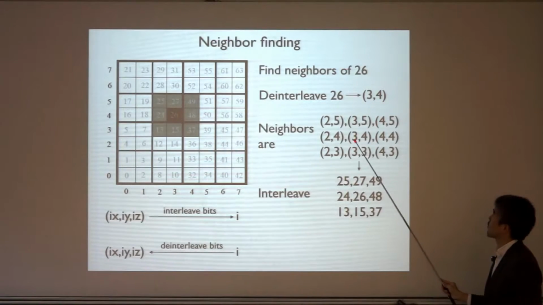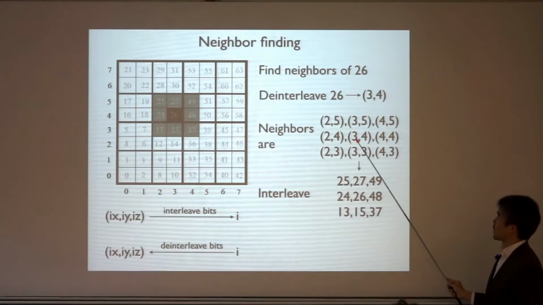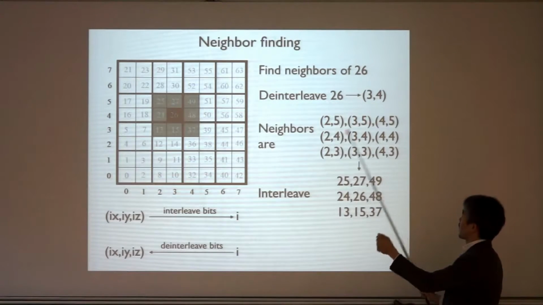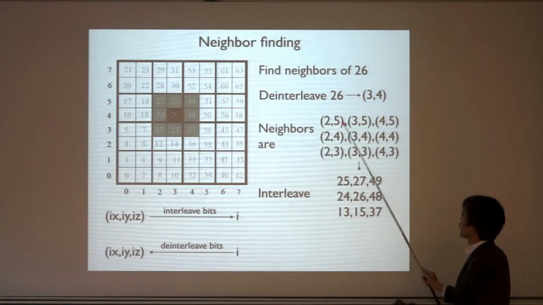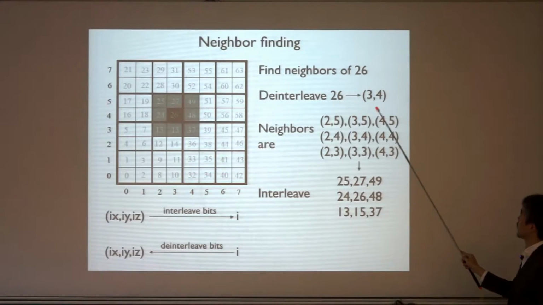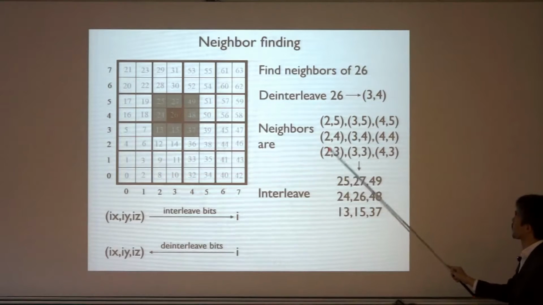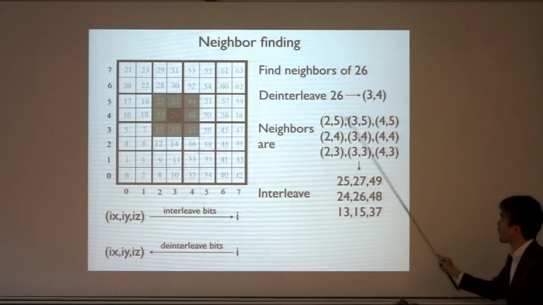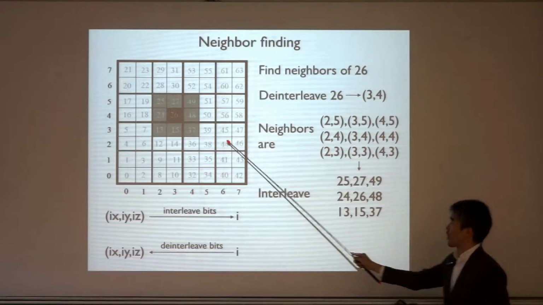Then from 3, 4, getting the neighbors is looping over from minus 1 to 1 and sort of looping around my 3, 4. So I go from 2, 3, and 4, 2, 3, 4, 2, 3, 4, and I have 4 in the center here. So I go from 3, 4, 5, 3, 4, 5, and 3, 4, 5. These are my 9 neighbor functions in the gray.